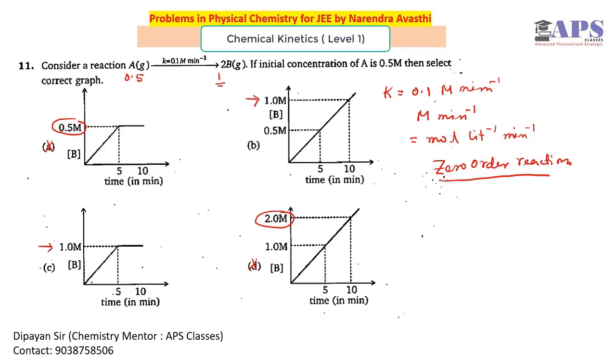Okay, now thing is that to complete the reaction we need 5 seconds, not 10 seconds, because we only have 0.5 molar of reagent and the rate constant is 0.1. So from this we can easily calculate that the completion time of the reaction is 5 seconds. Okay, and after that there will be no change in concentration of B. So after 5 seconds there is no change in concentration for B, and hence option C will be the correct option.